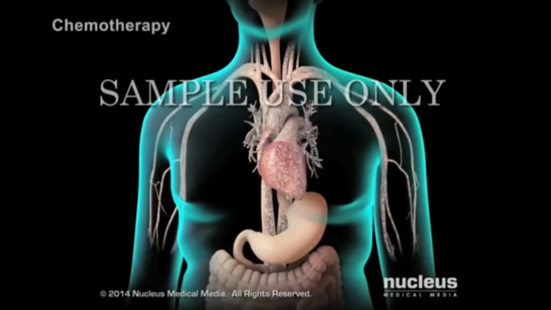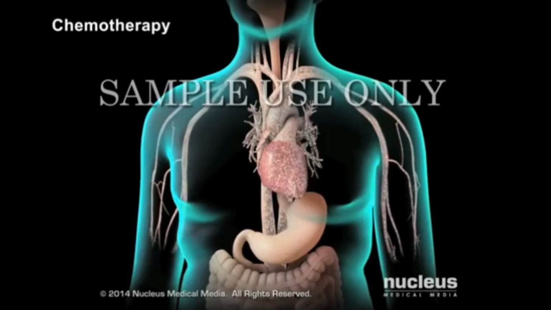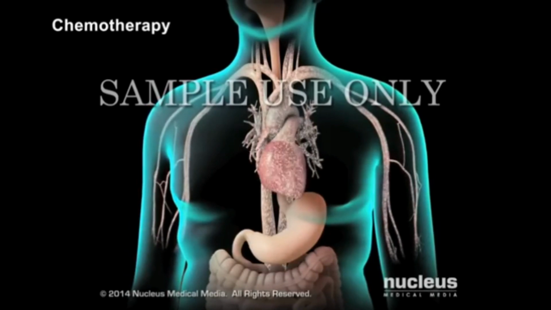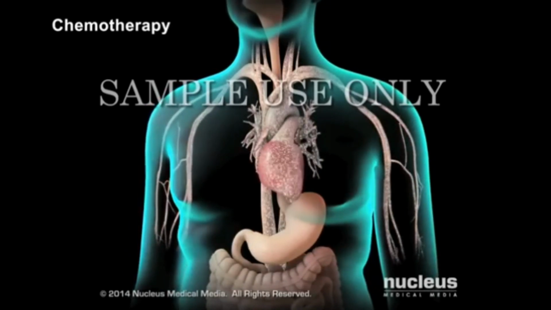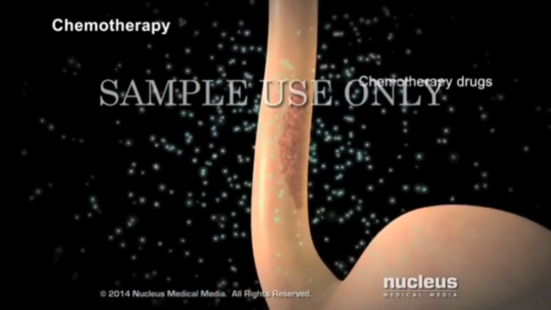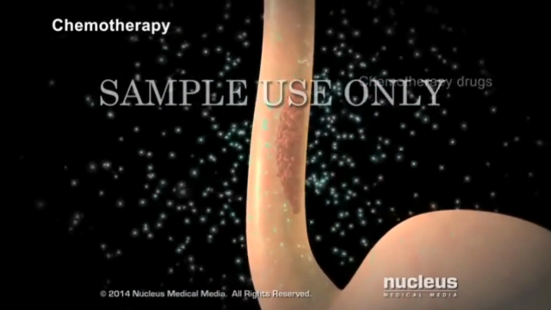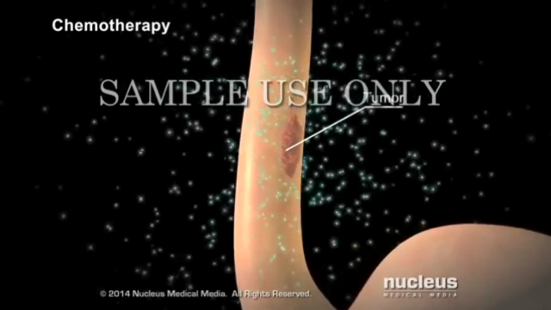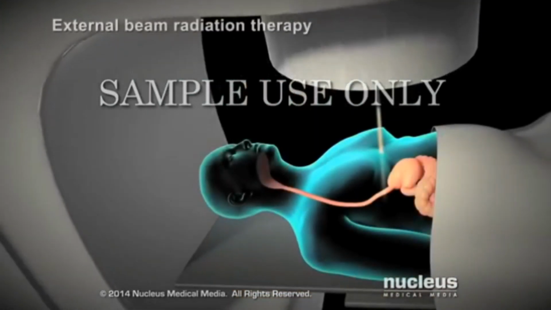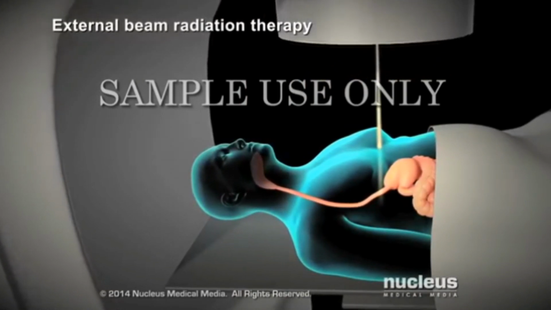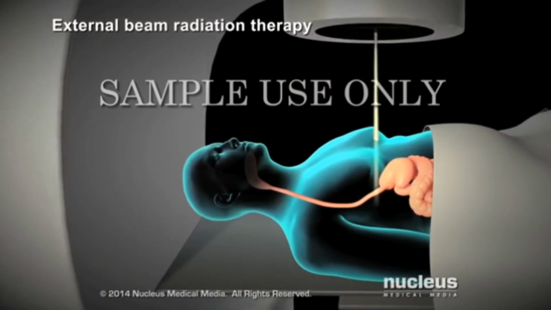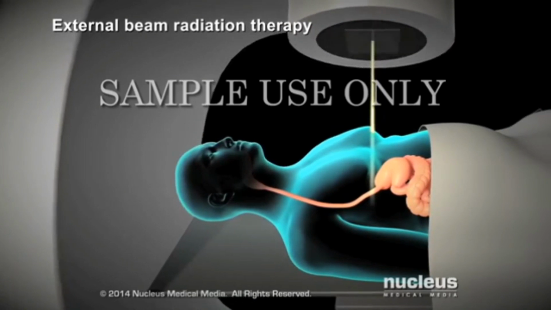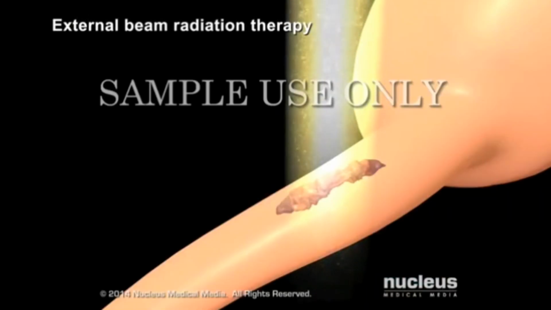Your doctor may recommend chemotherapy as a main treatment for more advanced tumors or to shrink your tumor before surgery. Chemotherapy uses drugs to stop cancer from spreading by either stopping or slowing down the growth of cancer cells. Your doctor may recommend radiation therapy, such as external beam radiation therapy, in addition to chemotherapy. Radiation therapy damages and kills the esophageal cancer cells.